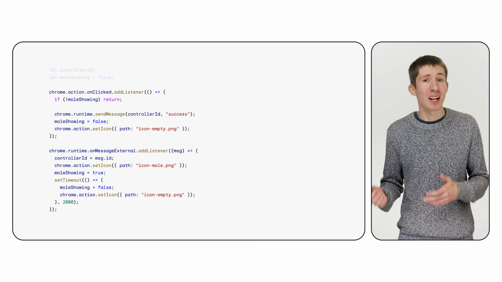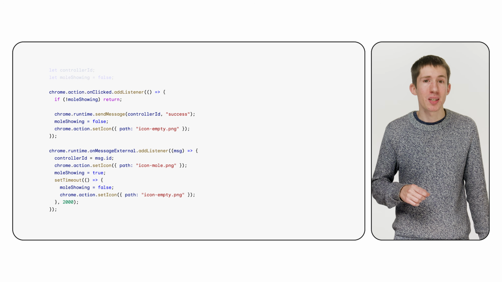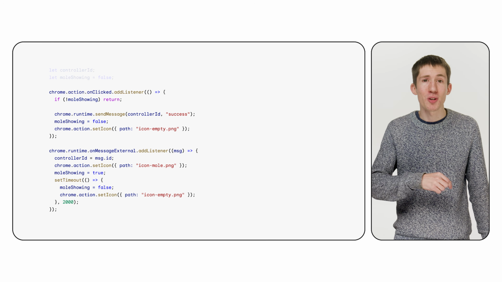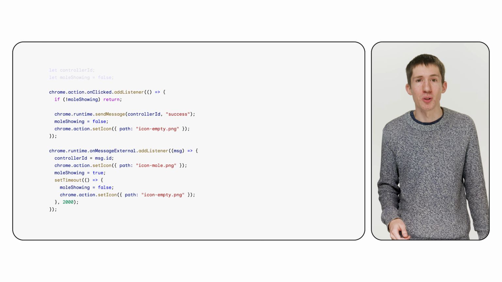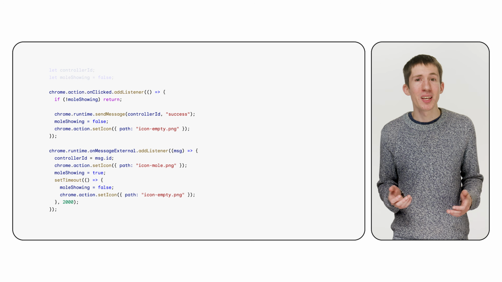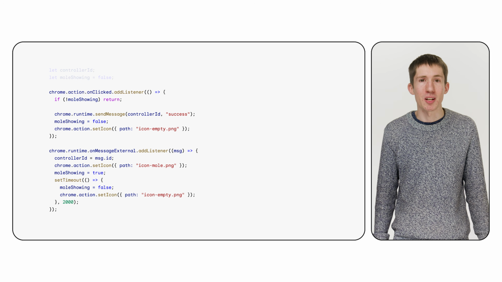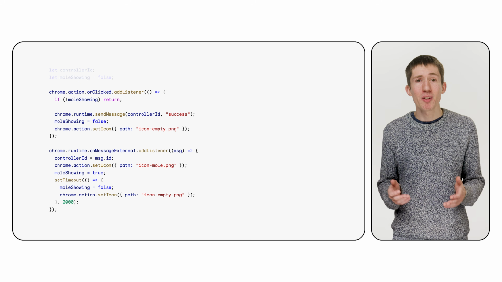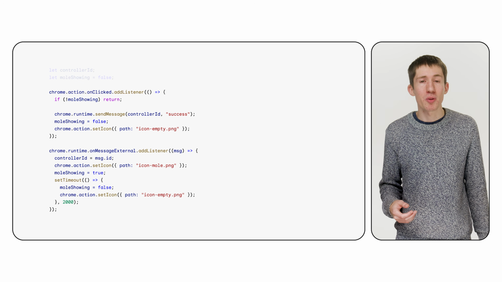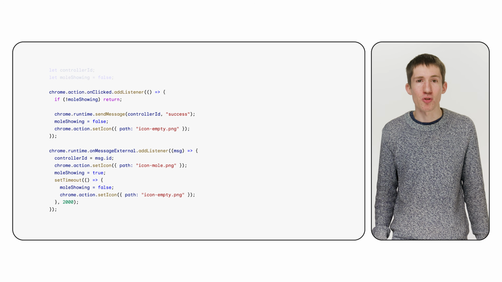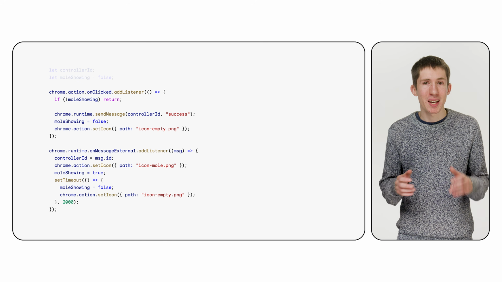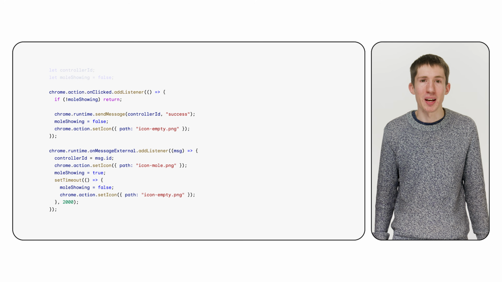When the action icon is clicked, if the mole is currently showing, we send a message back to the controller using the ID we saved to update our score. Updating our score is as simple as using the setBadgeText API in the controller extension. Now, in my original sample, I drew the icon I wanted to show on a canvas to have a bit more control, but that may be more complicated than we need, and I'll leave that out for now.